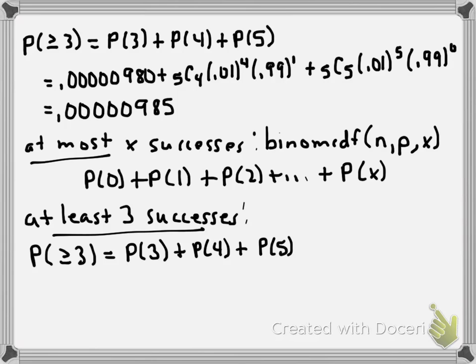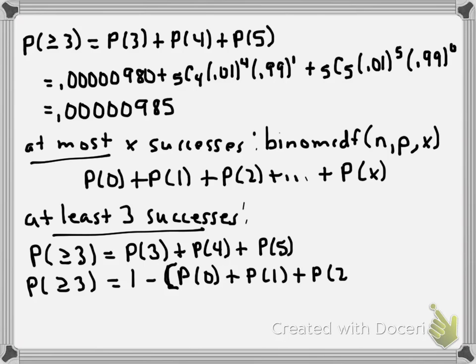If we're using the complements rule, we could also find the same probability by taking 1 and subtracting what we don't want, which would be the probability of 0 plus the probability of 1 plus the probability of 2. That would leave us with the probability of 3 plus the probability of 4 plus the probability of 5. Now keep in mind that binom CDF adds the probabilities from 0 up to whatever number we need. So here we can replace all of this with binom CDF.